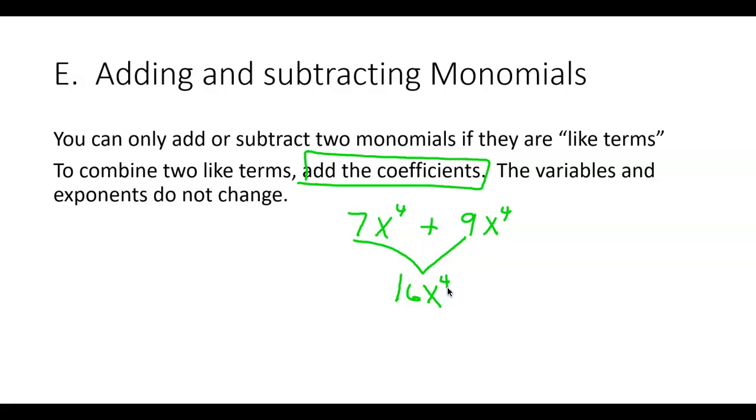All right? Now, it could be subtraction, in which case, if I had this, 7x to the fourth minus 9x to the fourth, then that would be negative 2x to the fourth, because 7 take away 9 is negative 2. Okay? But all you do is combine the coefficients. You don't change the variable or the exponents when you combine like terms.